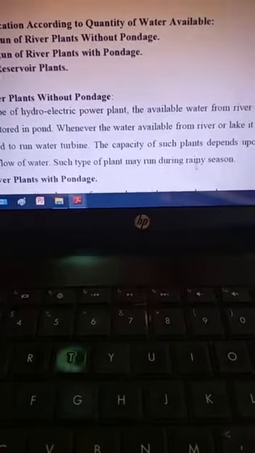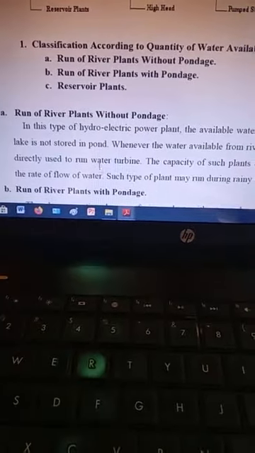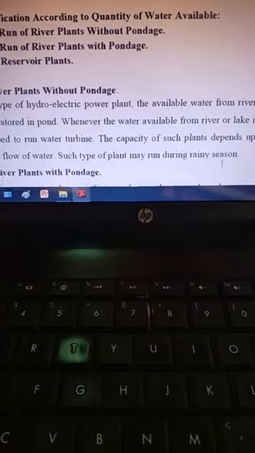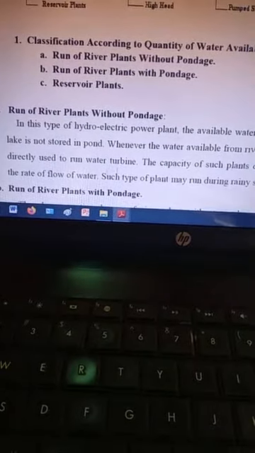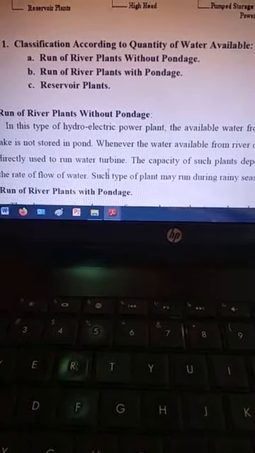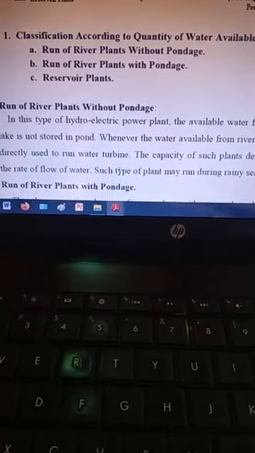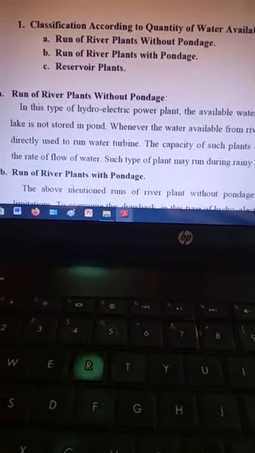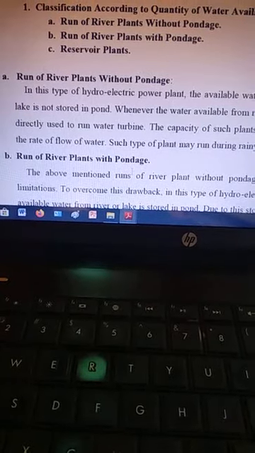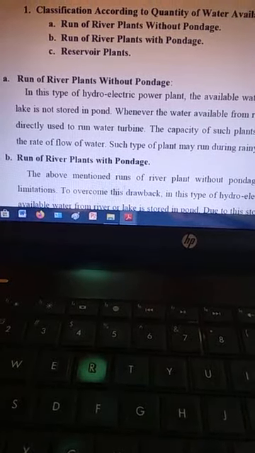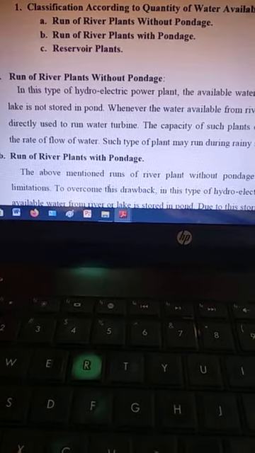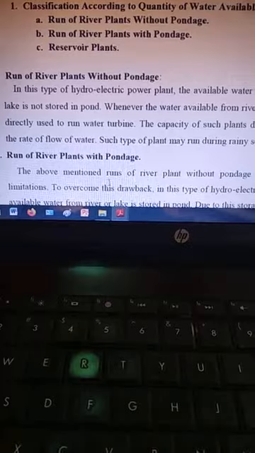Now the capacity of such plants depends upon the flow rate of water, and such a plant may run only during the season. So these are simple types of hydroelectric power plants without pondage. Water is directly allowed to flow to the turbine. And second is the run of river plants with pondage. These are the second category of hydroelectric power systems, and they run with pondage. That means water is stored in the pondage, and then it is supplied to the turbine through penstocks.